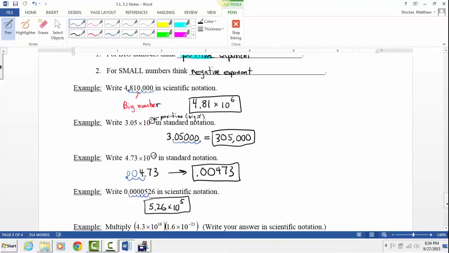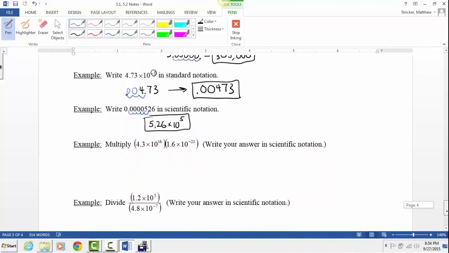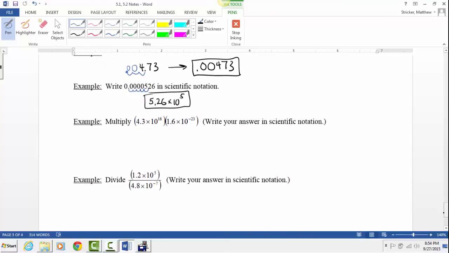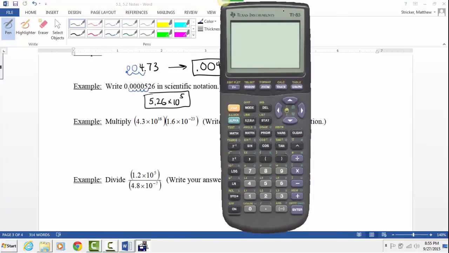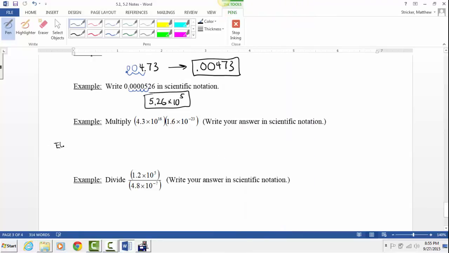And that's just working with scientific notation. Sometimes we do need to do some operations with this. You could do this by hand, but the easiest way is with a calculator. So I'm going to pull up my graphing calculator. You don't have to have a graphing calculator to do this. Most calculators will have one of these EE buttons, which takes the place of times 10. So when I see the EE button, that's like the times 10 part. They mean the same thing.